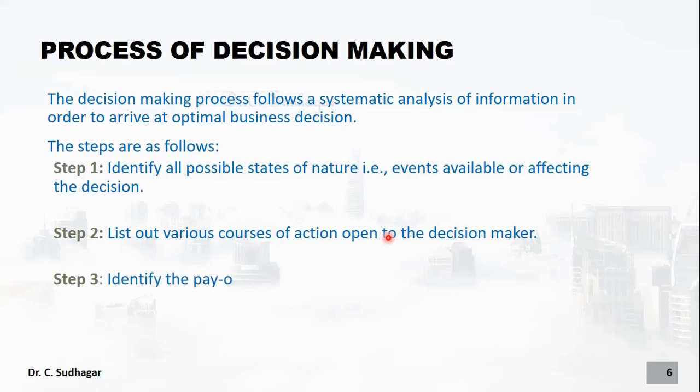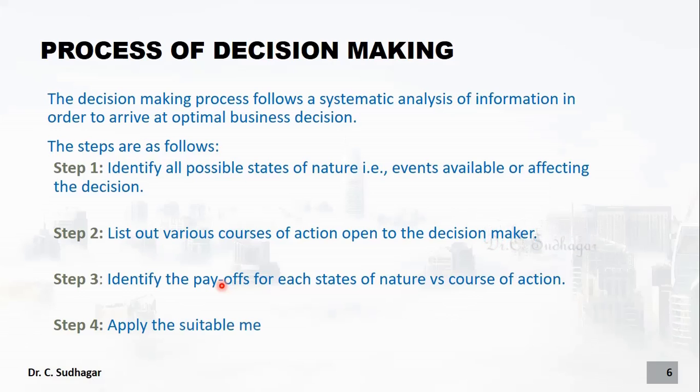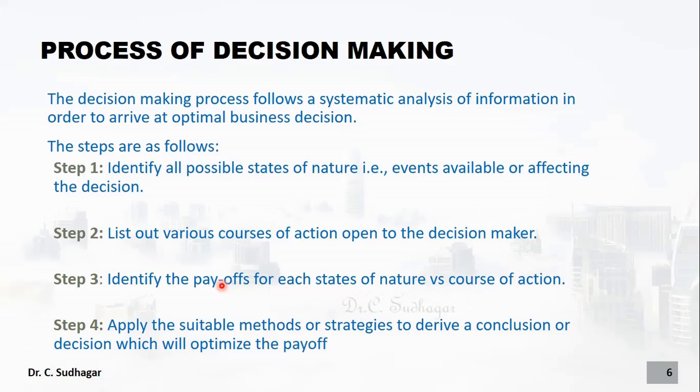Step 3, identify the payoffs for each state of nature versus courses of action. So you should find out the payoff. If you are doing this action based on the state of nature, how much profit you will get. Like that you should do it for each state of nature versus courses of action, and identify the payoffs. Payoff is nothing but sometimes the profit of the company.